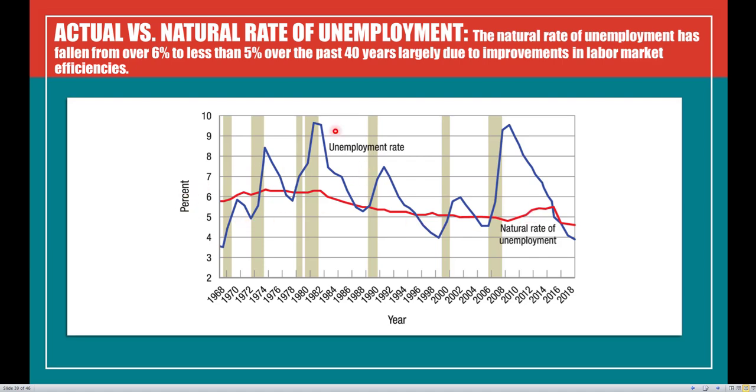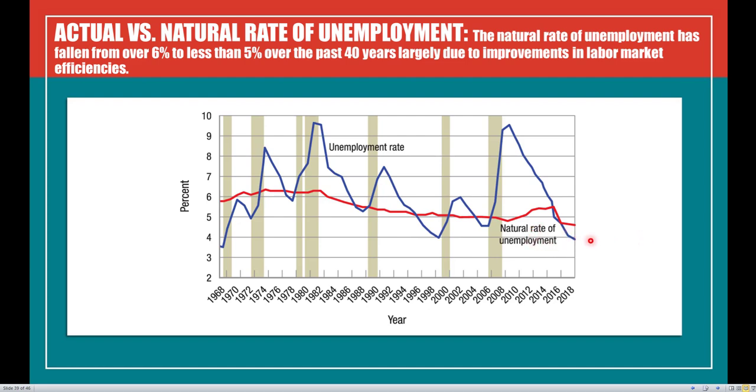Whenever we see this blue line, the actual unemployment rate, above the natural rate of unemployment, we typically say that these are pretty bad recessions. The economy is not really doing that great, because the unemployment rate is bigger than what it should be in equilibrium. If we see the blue line below the natural rate of unemployment, we typically say that the economy is doing really well. We're probably overheating just a little bit. And that's exactly what we saw right here in 2016 all the way till 2020.